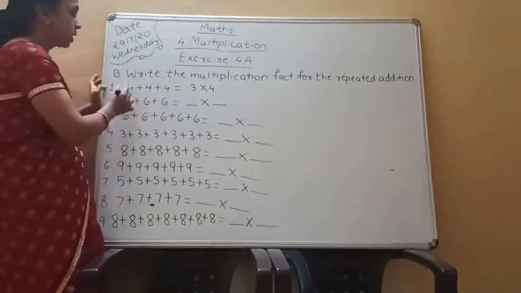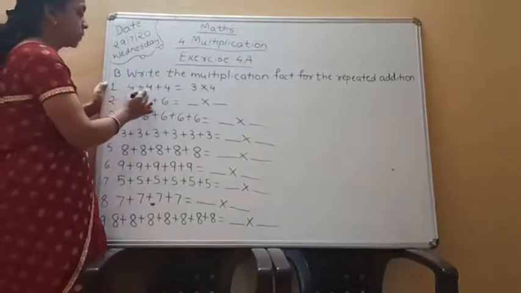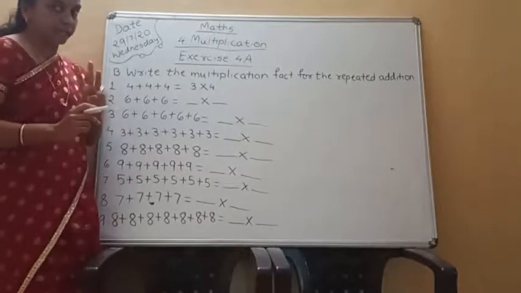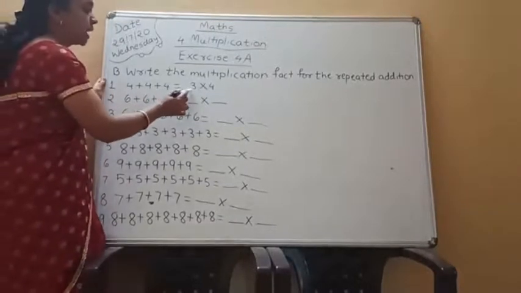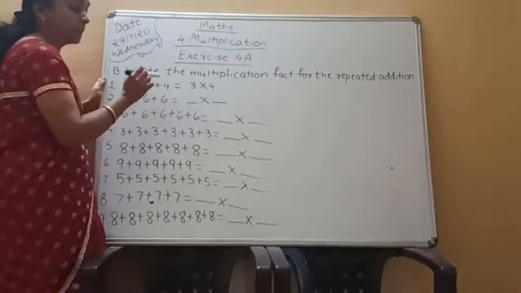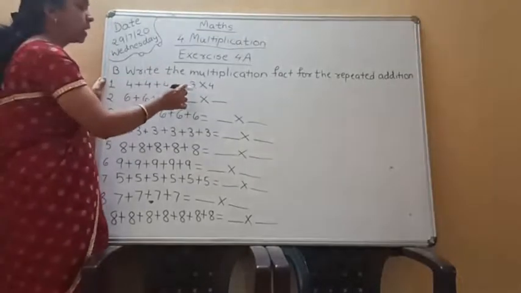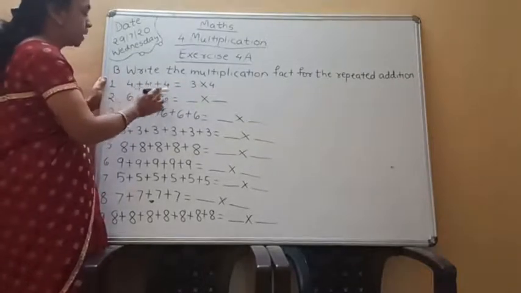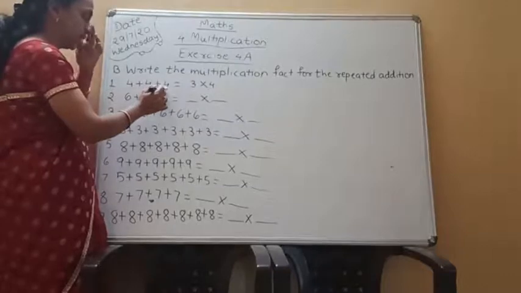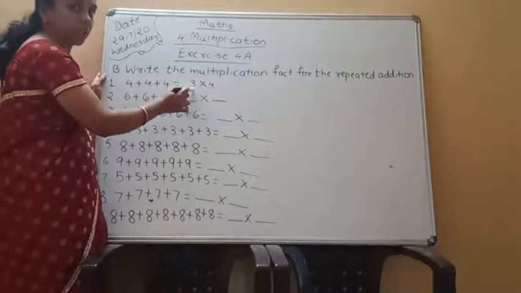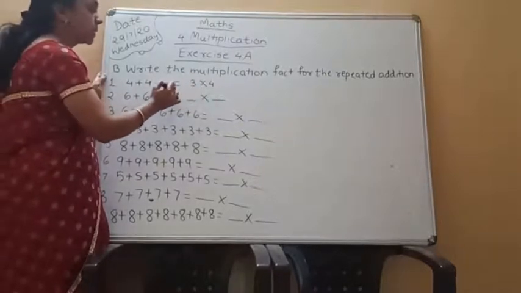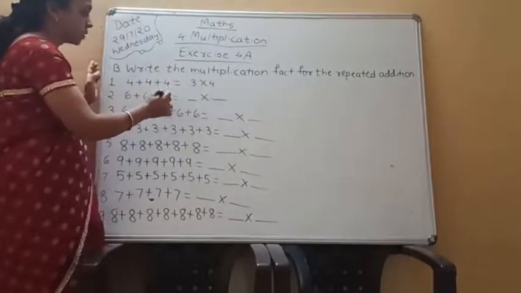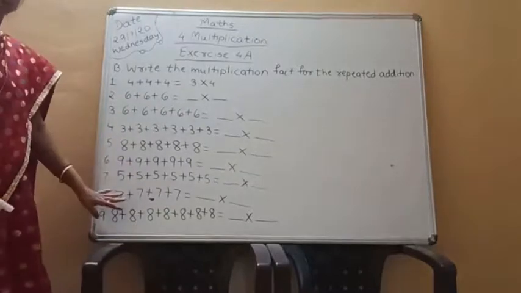Okay, so how to solve this example? See the first example, 4 plus 4 plus 4. How many times is the number 4 there? 3 times. So we have to write down how many times that number is written. That number we have to write down first and then multiply by the given number. So the number 4 is written 3 times here. So we have to write 3 first and then multiply by this number, which is 4. So 3 multiplied by 4. So like this we have to solve all these examples.